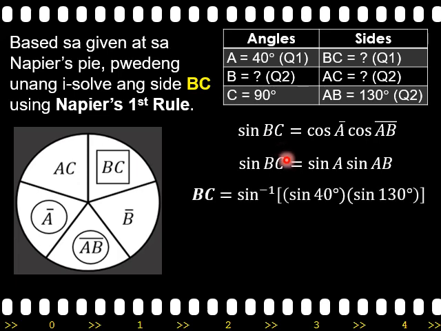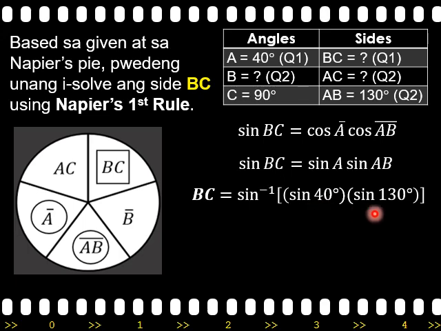Okay. So, before we substitute, if you notice, what we are looking for here is BC. So what will happen is we take the inverse sine of the product of sine AB and sine A. So it becomes like this: inverse sine of sine 40 degrees times sine 130 degrees.